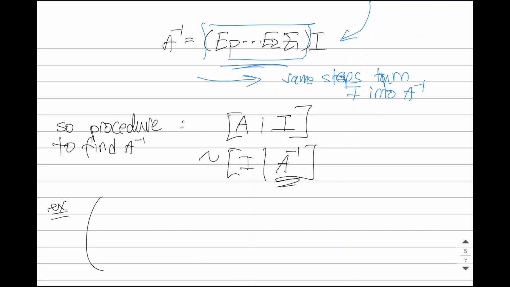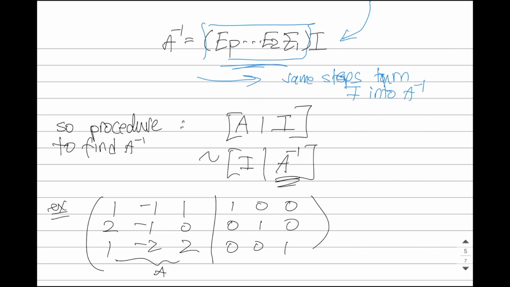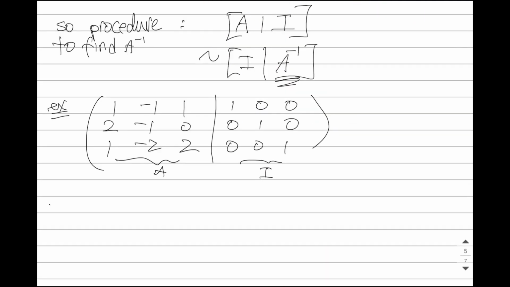So to show this to you, I'm going to start with the matrix 1, negative 1, 1, 2, 1, negative 1, negative 2, 0, 2. This is my matrix A. Now I want to see if it's invertible. So what I'm going to do is augment it with the identity matrix on the other side. And every time I do a row operation, whatever I do to one side, I'm going to have to do to both sides. So I'm going to start the process of row reducing this to the identity matrix on the left, and then whatever I get on the right will be my inverse.